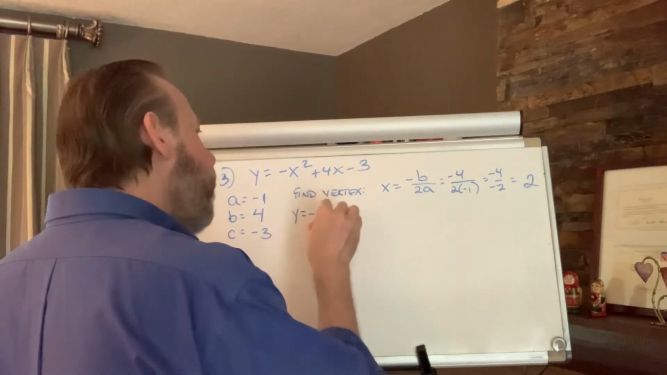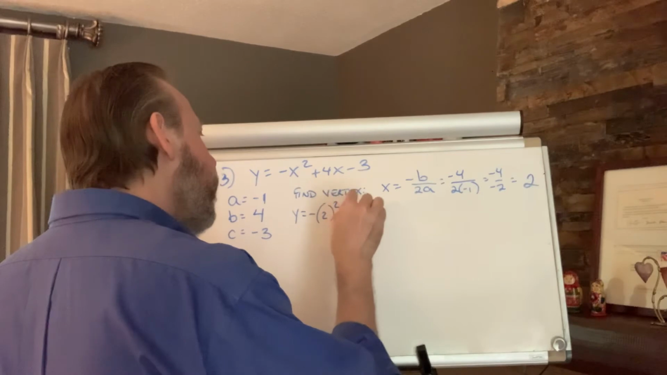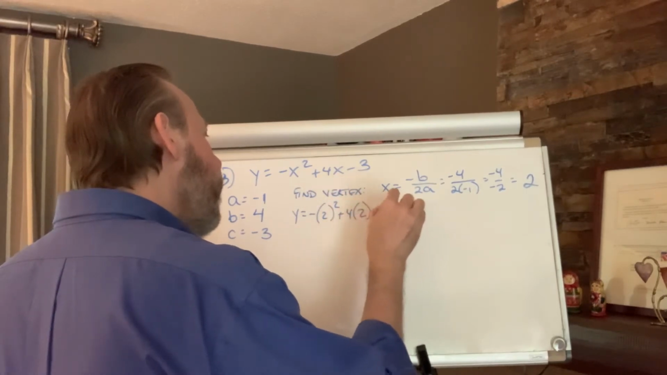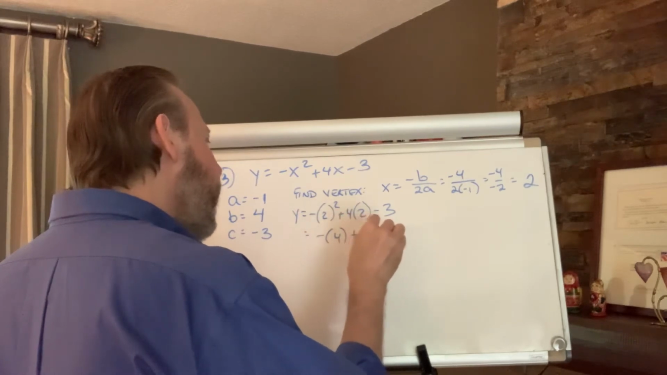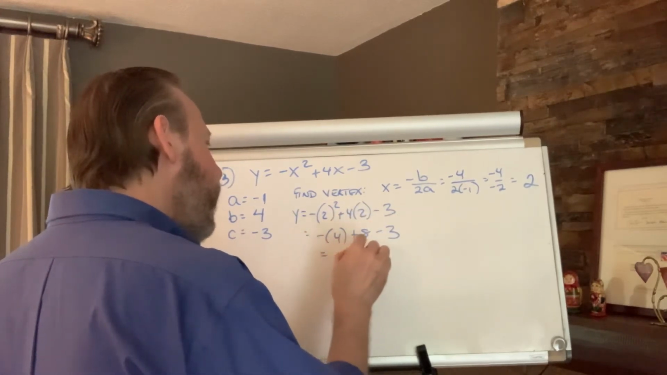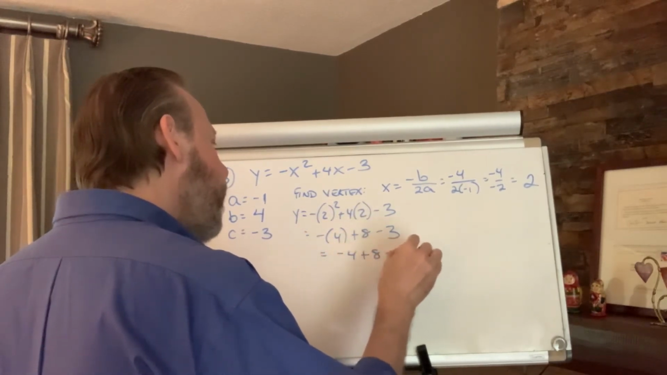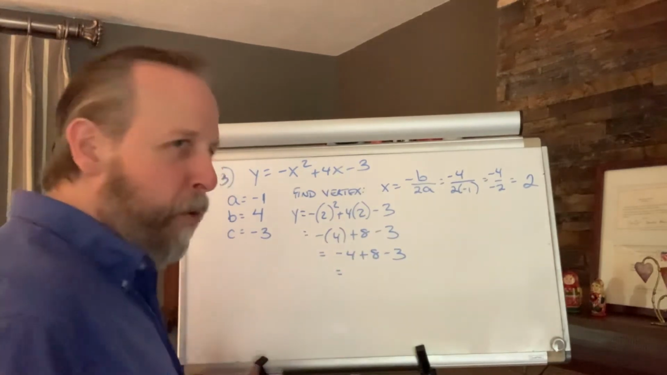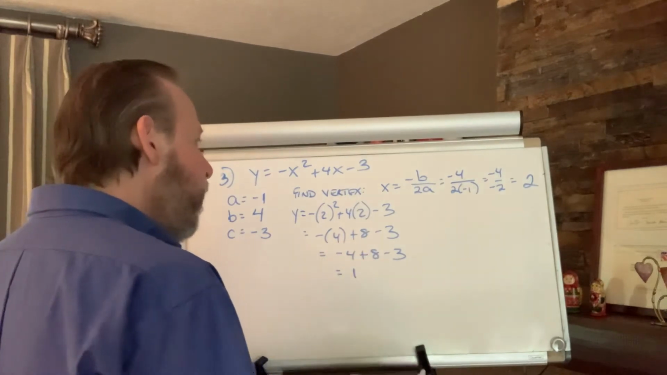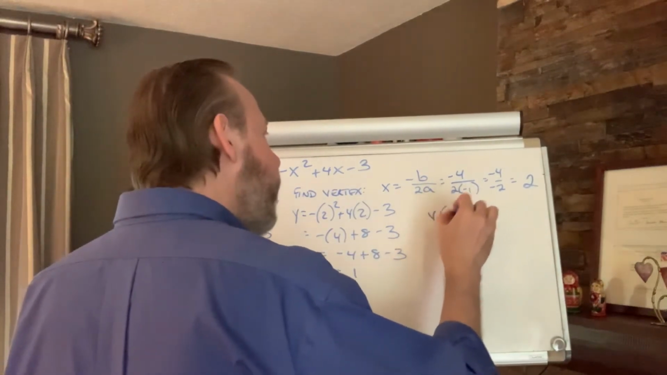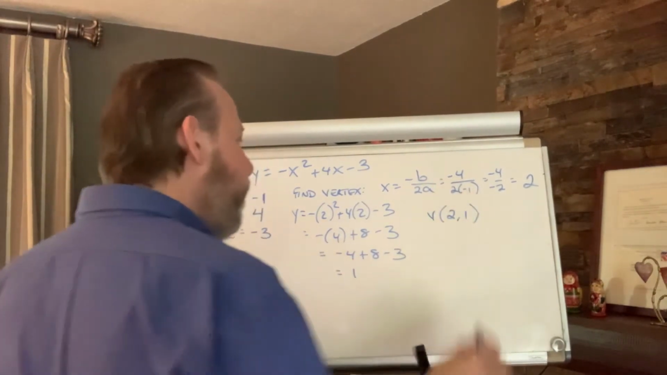Y equals negative (2 squared) plus 4(2) minus 3. That's negative (4) plus 8 minus 3. That's -4 plus 8 minus 3. -4 plus 8 is 4, minus 3 is 1. So the vertex I've come up with is the coordinate (2, 1).